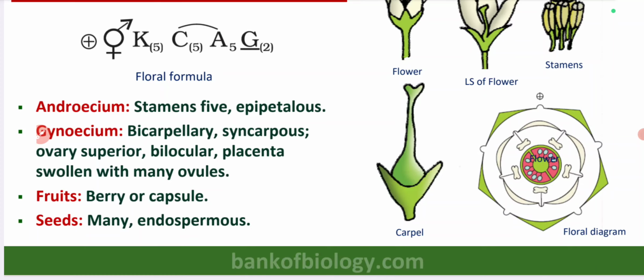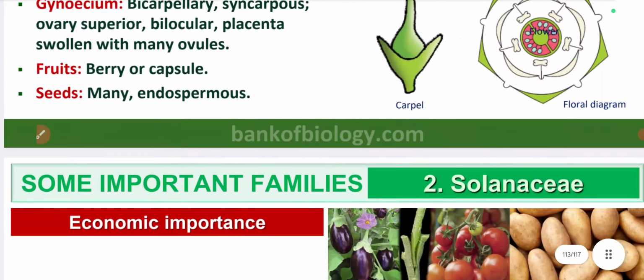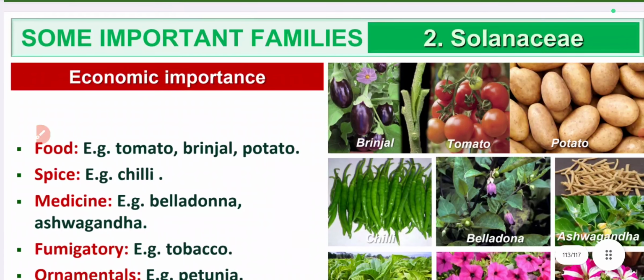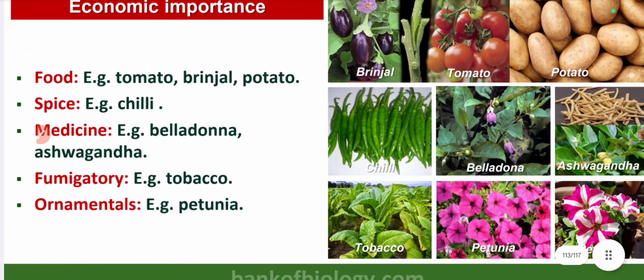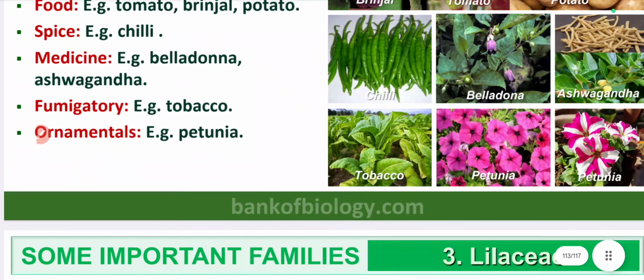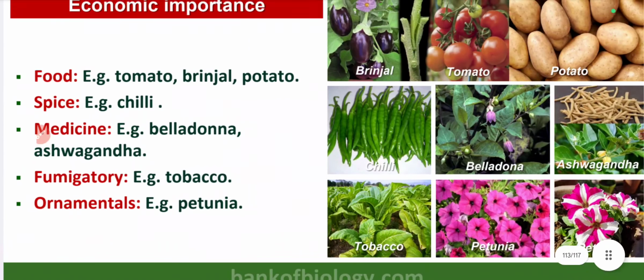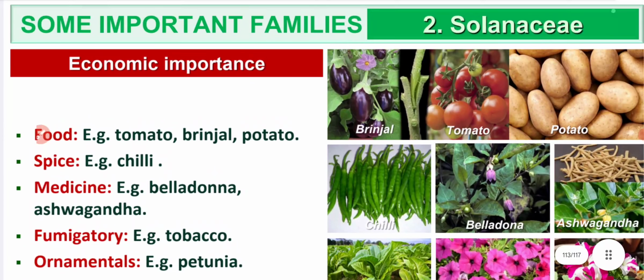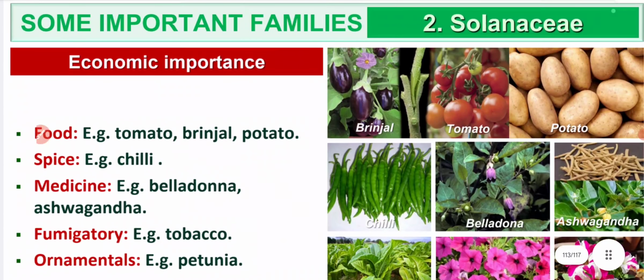Fruit, berry or capsule, seed many, endospermous. And economic importance: food, for example tomato, brinjal, potato; spices, for example chili; medicine, belladonna, ashwagandha; fumigatory, tobacco; ornamental, petunia or datura. These are the economic importance of the family Solanaceae. And with this, the Solanaceae family is completed.